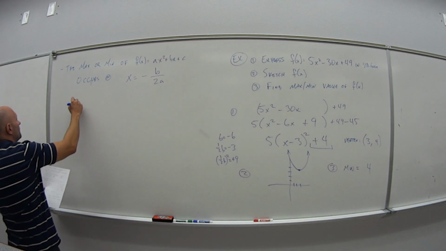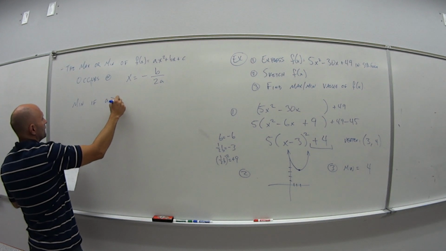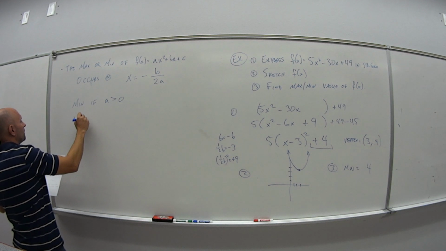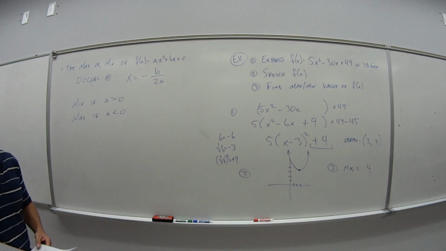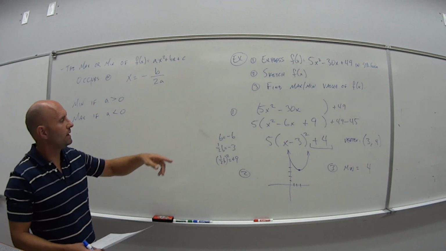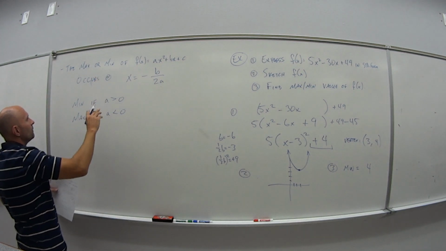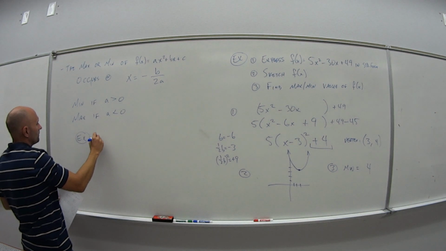It's a minimum if a is greater than 0. It's a maximum if a is less than 0. So if we look at this example here, the max or min, so example revisited.